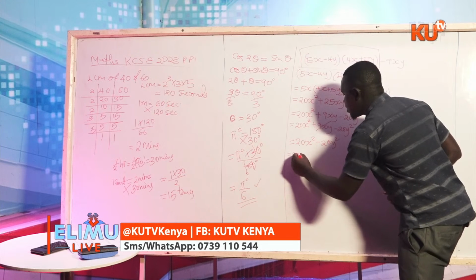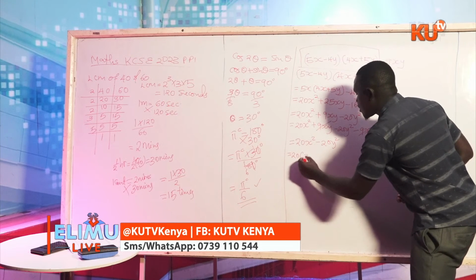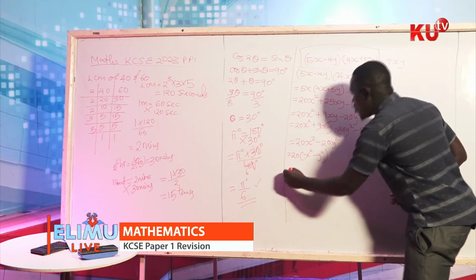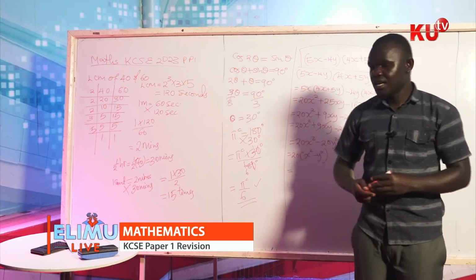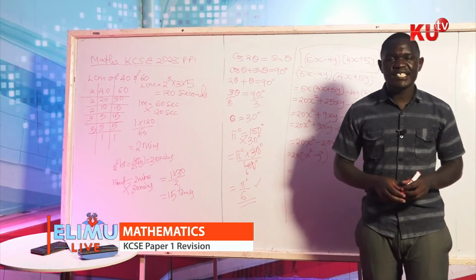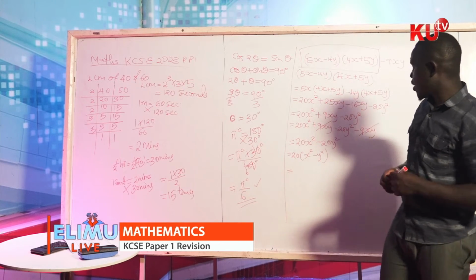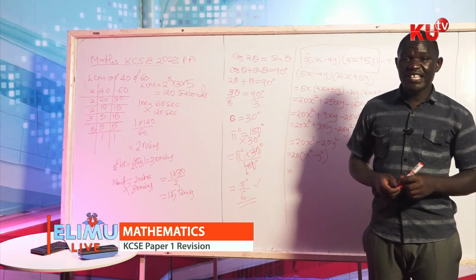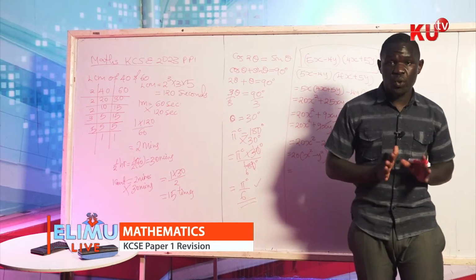So we factor out 20. So we'll be left with x squared minus y squared. We are almost there, dear students. Now, look at the value that is inside the brackets. X squared minus y squared. What comes into your mind? It's a difference of two squares.